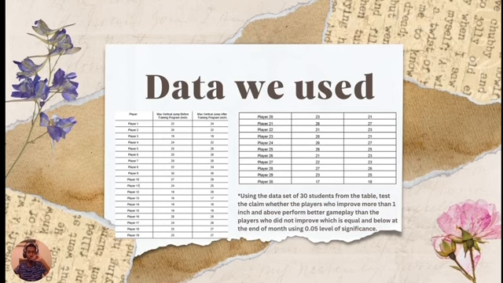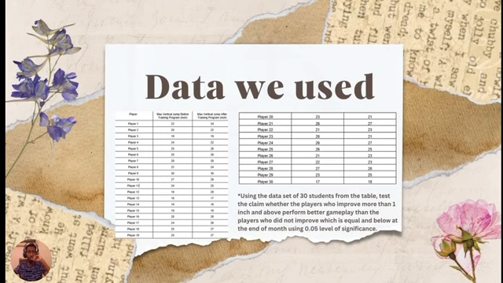To do the calculation for this chapter, we need the data. So this is the data that we use. Basically, this data is the data that is used for max vertical jump before the training and max vertical jump after the training. Just a normal two sets of data which consists of 30 players.